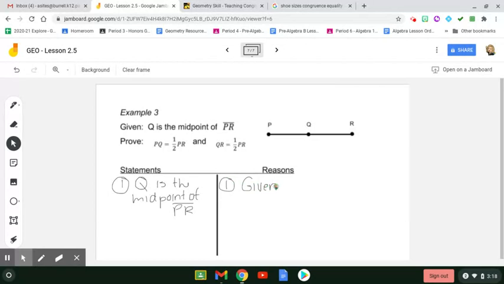Okay, and what are some things that I know if I have a midpoint? Well, if I look at that drawing, I know based on what I learned before, if I have a midpoint, I can say that PQ is equal to QR. So I'm actually going to write that down. PQ is equal to QR. And I know that because that's the definition of a midpoint.